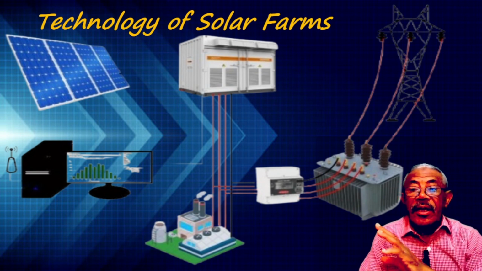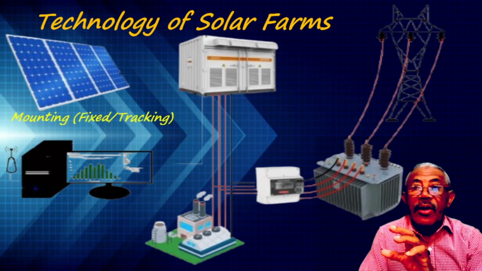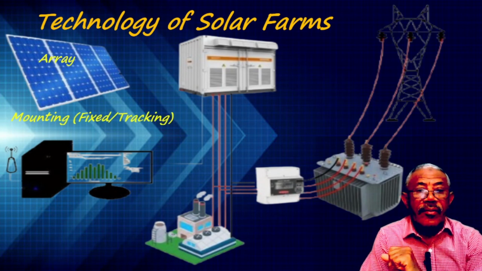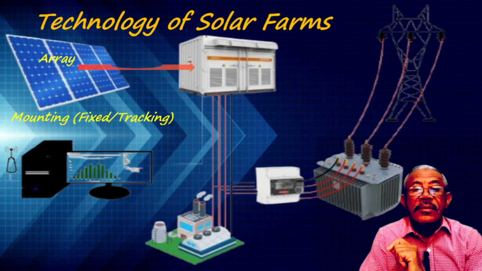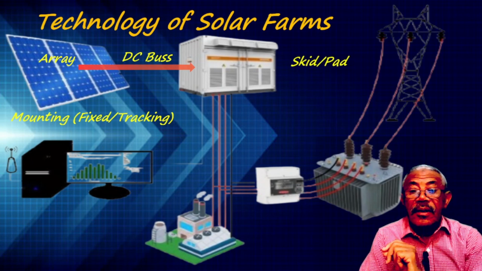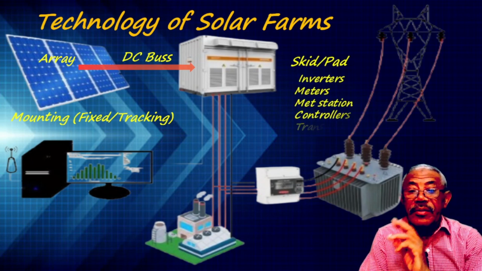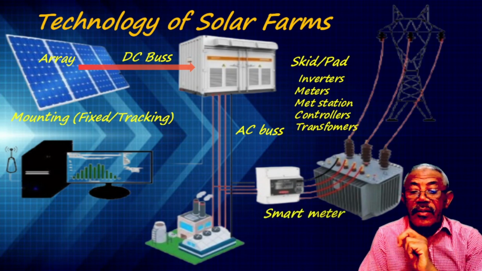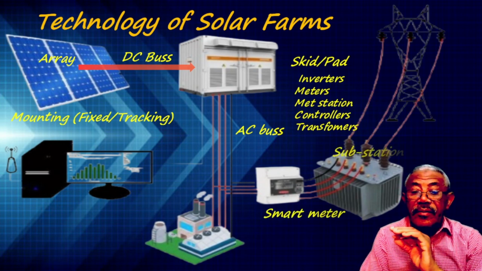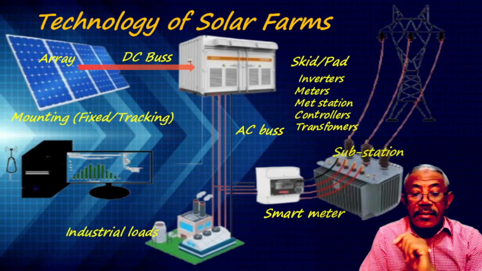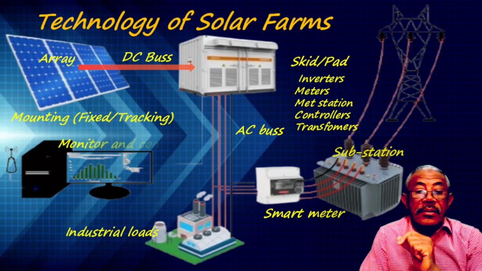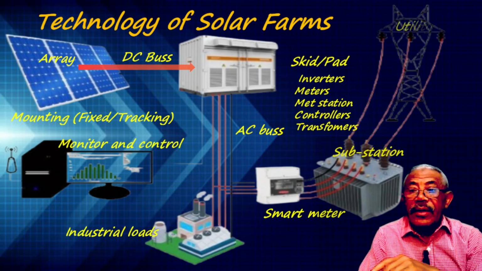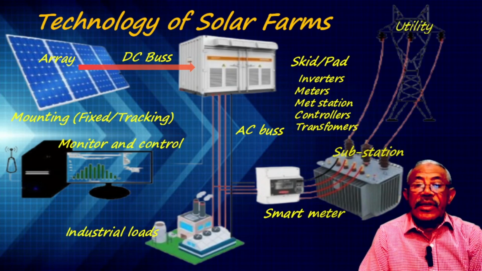This is an example of a solar farm composed of mounting, fixed or tracking, array, DC buses, skid pad, where inverters, meters, meteorological station, controllers, and transformers are located, AC buses, smart meter, substation, industrial load, monitoring and control, and then fixed or connected to the utility.